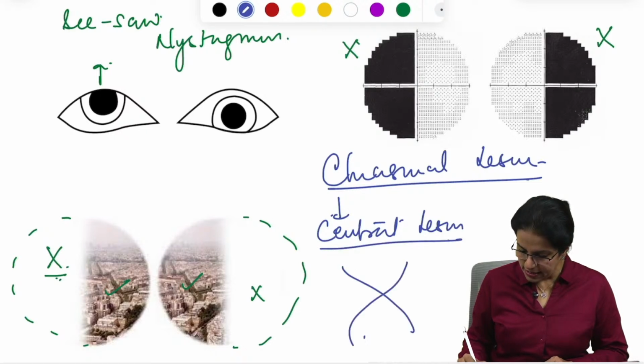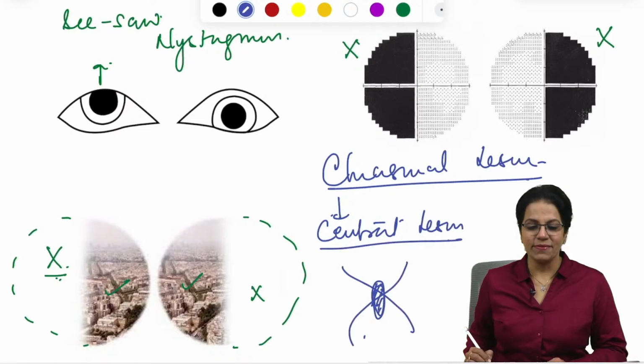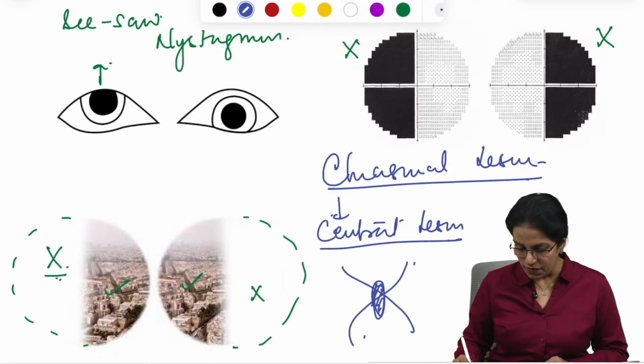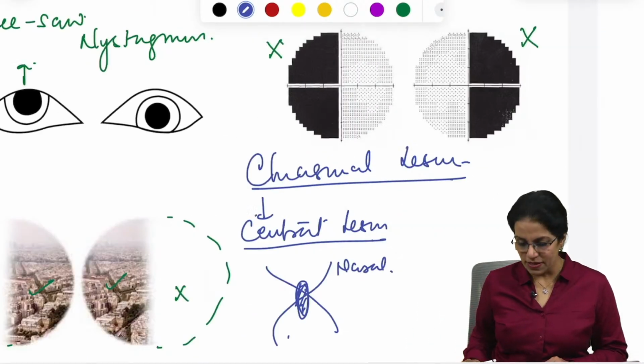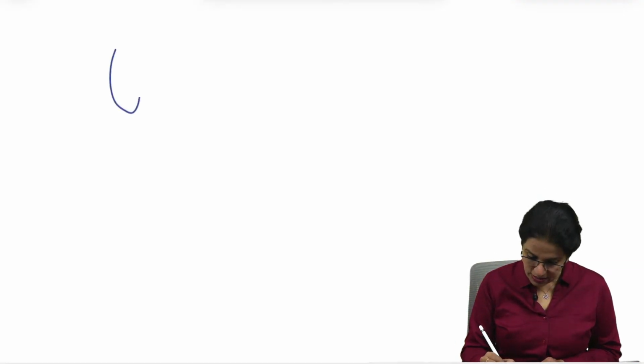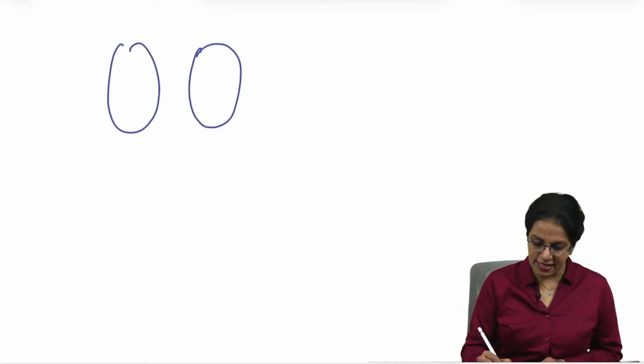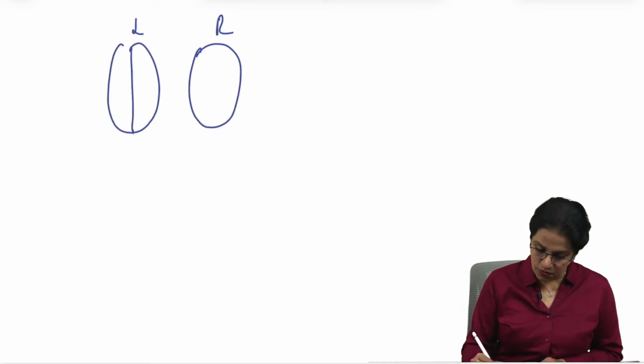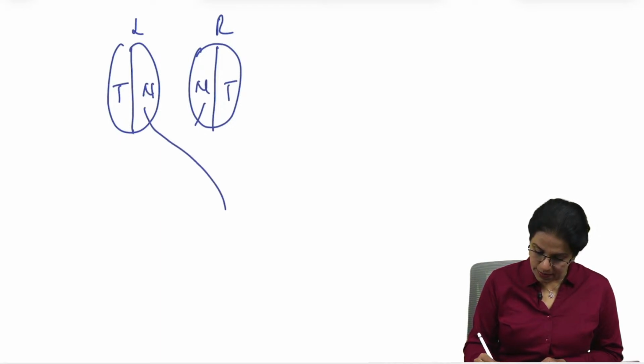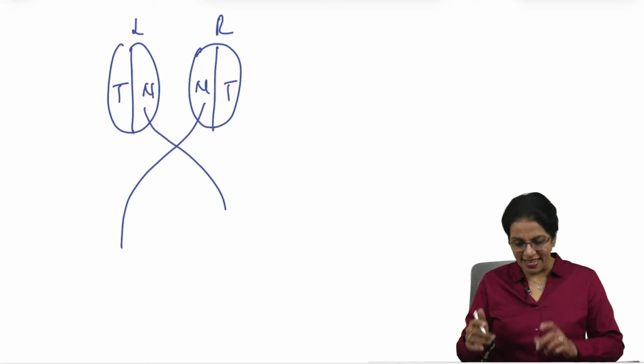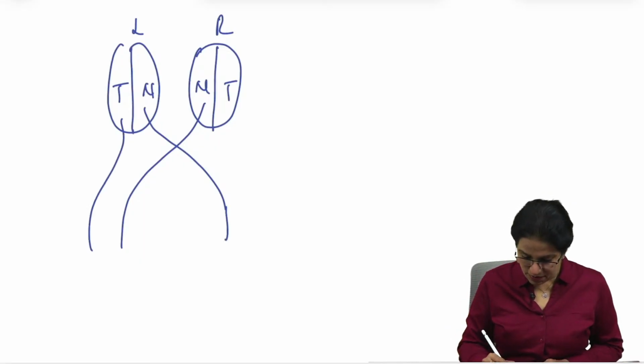That means exactly at the decussation you are getting a lesion out here. Decussation of what? Of nasal fibers, right? So if we very quickly talk about the visual pathway, this is your left eye, this is your right eye. Let me make it a little bigger. This is nasal, temporal, nasal, temporal. We know nasal fibers decussate. This is my simplified diagram, just draw this. And temporal will not decussate.